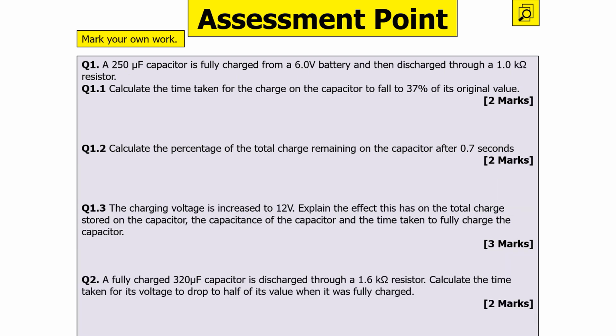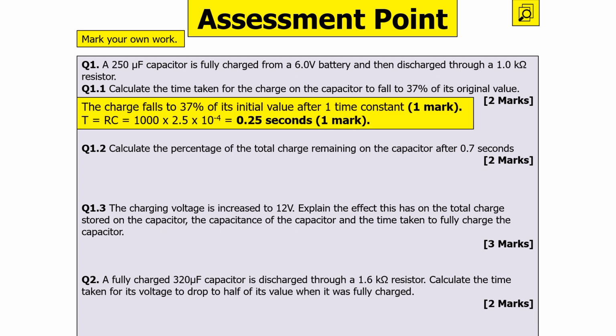Hopefully in that first question you've realised that the time taken to fall to 37% of its starting value is a time constant when it's discharging, so T equals RC. Remember, micro turns into farads by times 10 to the minus 6, and kilo goes into ohms by times 10 to the 3, so we get 0.25 seconds.